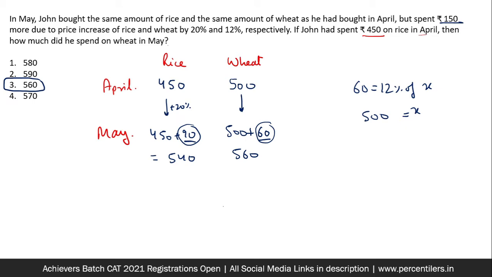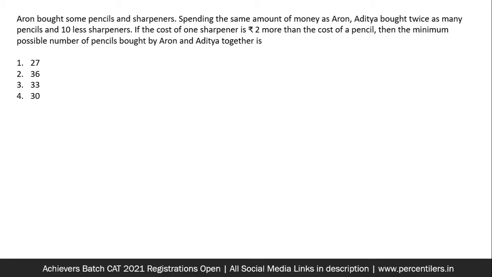Okay, moving ahead to the third question. If you have read the question, you must have found that this question is not as easy as the previous two questions were. Yes, this question has some level. Okay, so we are going to assume a few things. Let cost of pencil be x rupees. So cost of a sharpener is x plus 2.